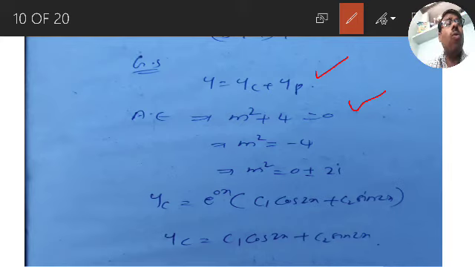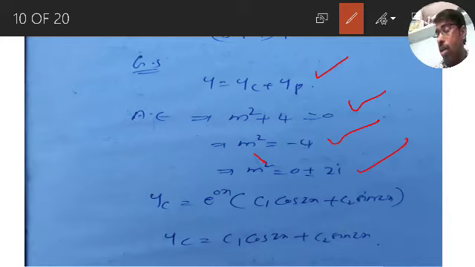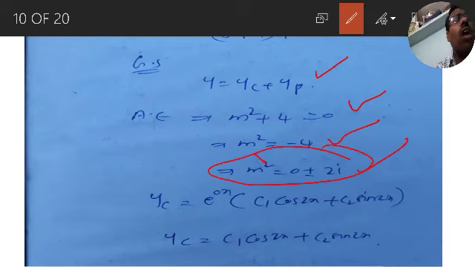m square plus 4 is equal to 0. So 4 to the other side, m square is equal to minus 4. m is equal to plus or minus square root of minus 4. Root 4 is 2, root minus 1 is i. So it is plus or minus 2i. m is equal to 0 plus or minus 2i. What are the roots? The roots are complex.